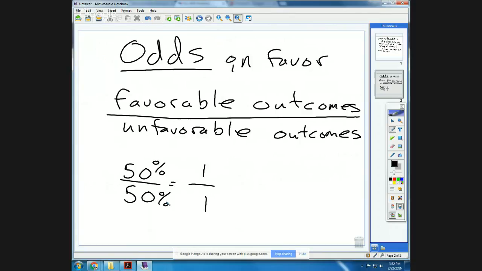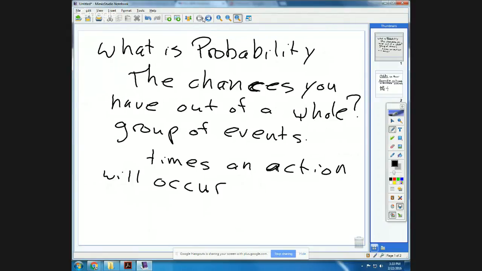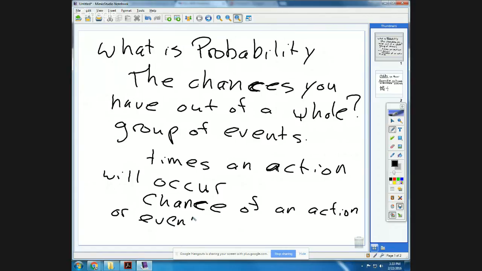All right, so Greg, you said something earlier about probability. What did you say? I said the chances of a particular action or event happening in a given number of tries. Chance of action or events happening. And then you have in a given number of tries. Okay. In a given number of tries.